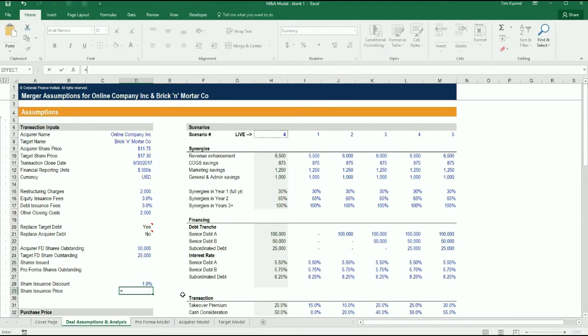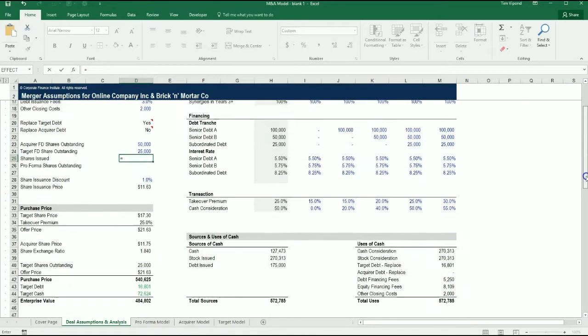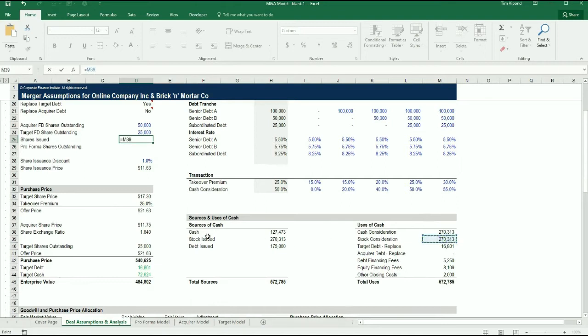So the share issuance price is going to be equal to the acquirer's share price times 1 minus any discount that it may have to be issued at. Now, this is just an assumption. You could put it to 0, so there's no discount, 1%, whatever number. It's just an assumption to see if there might have to be a discount as part of the negotiation of getting the deal done. So the shares issued is going to be equal to the value of stock divided by the issuance price.